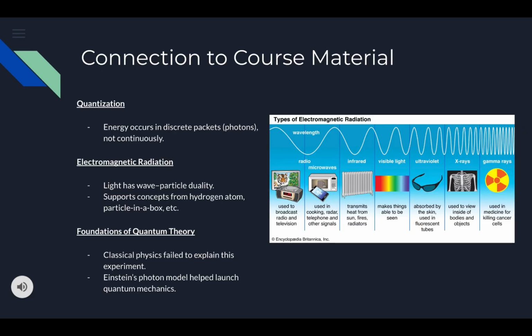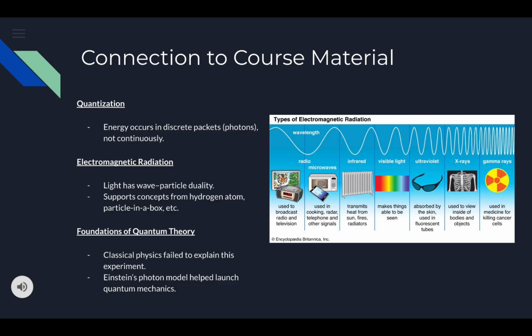The photoelectric effect relates back to a lot of what we talked about in class, especially in topics such as quantization, electromagnetic radiation, and the development of quantum theory. One thing that the photoelectric effect illustrates is that energy is not continuous, it's quantized. In other words, energy comes in fixed packets called photons.